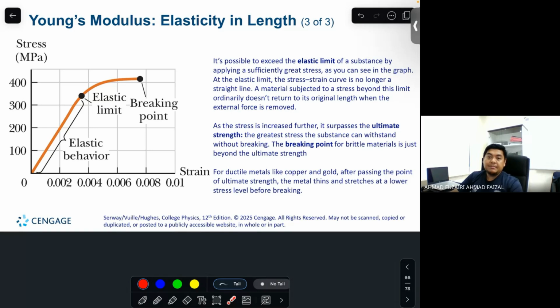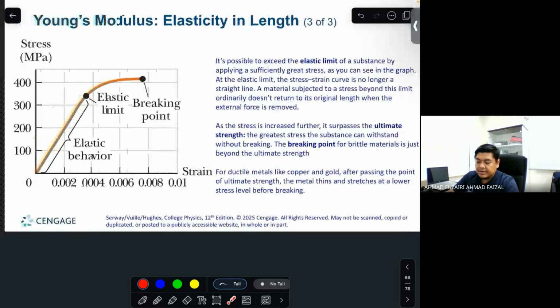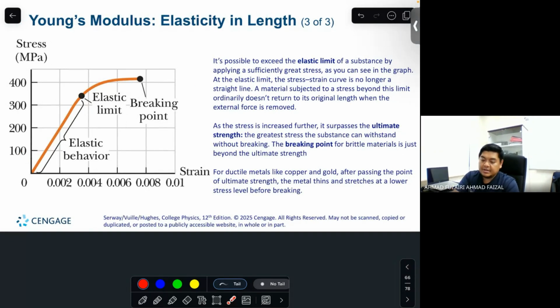But for brittle material, of course, in materials there are ductile and there are brittle. Ductile is like that. For brittle, if we try to break it, it will break straight away. So meaning that the breaking point is not as high as a ductile material. Okay, so it's very good to understand the use of stress and strain.